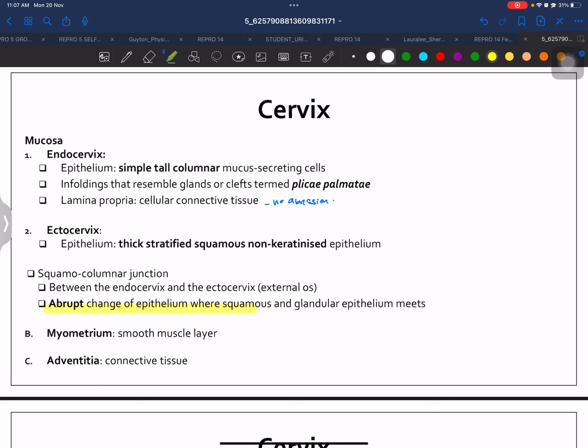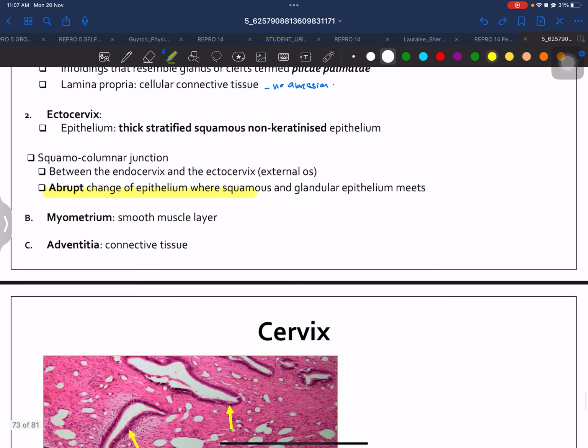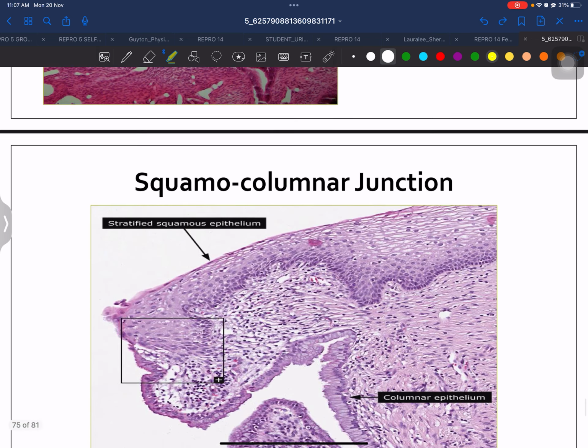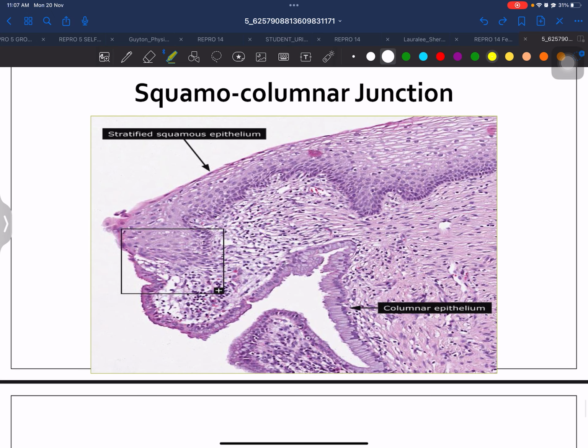So kita tengok, this one. These are the endocervix, which are the simple columnar. And this one is the stratified squamous epithelium, which resembles the ectocervix. So these areas are known as the squamo-columnar junction.